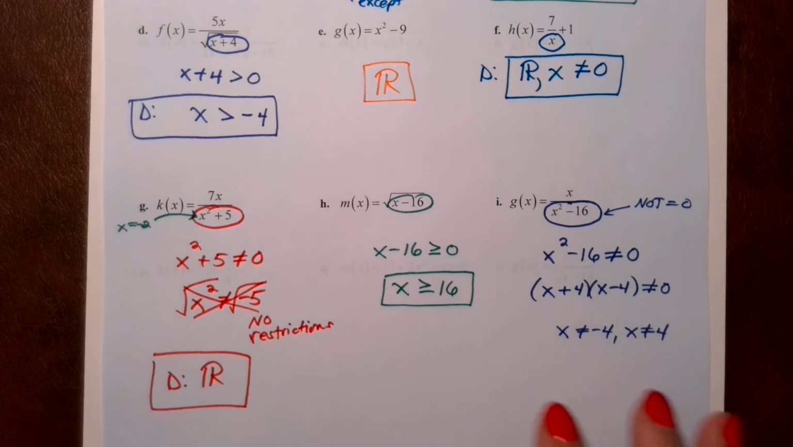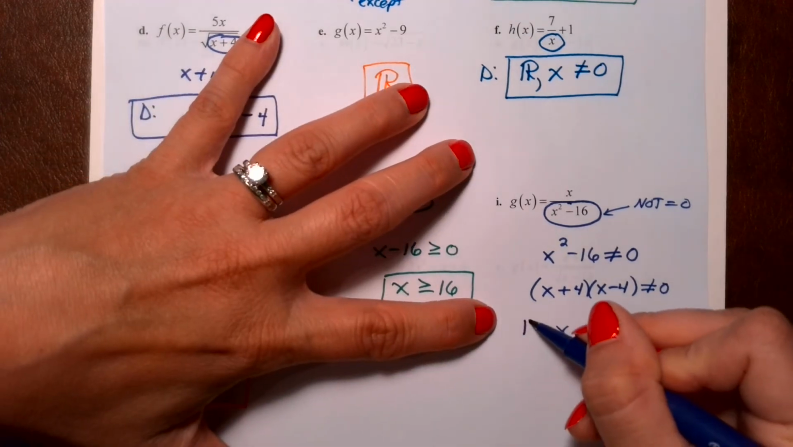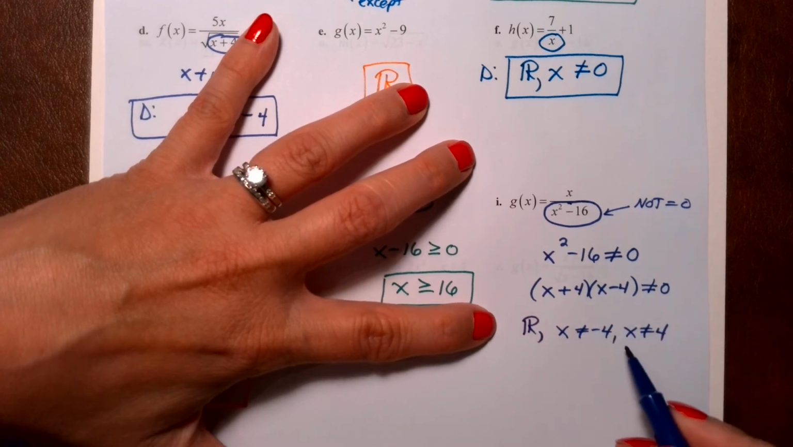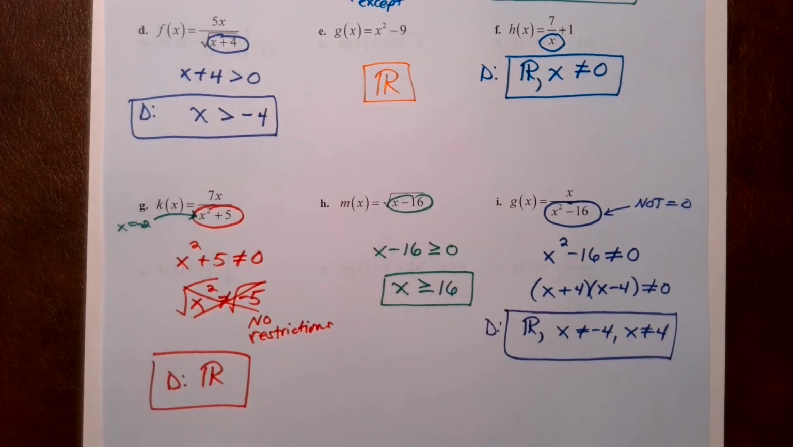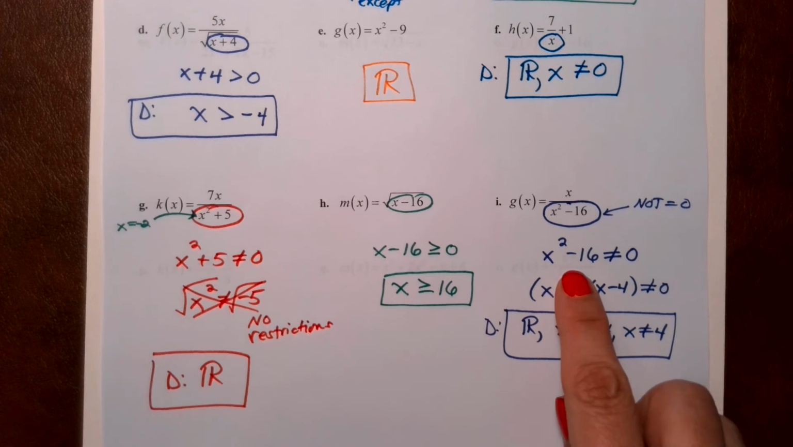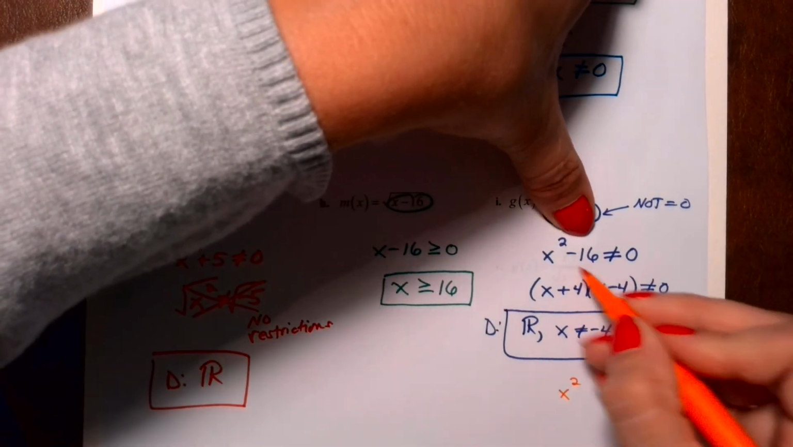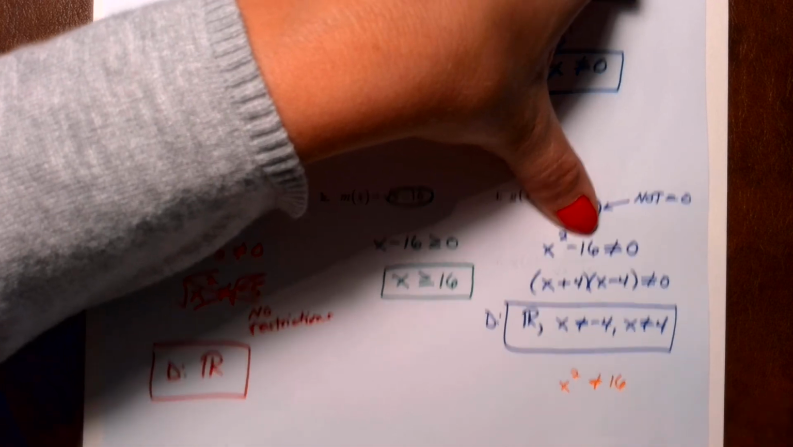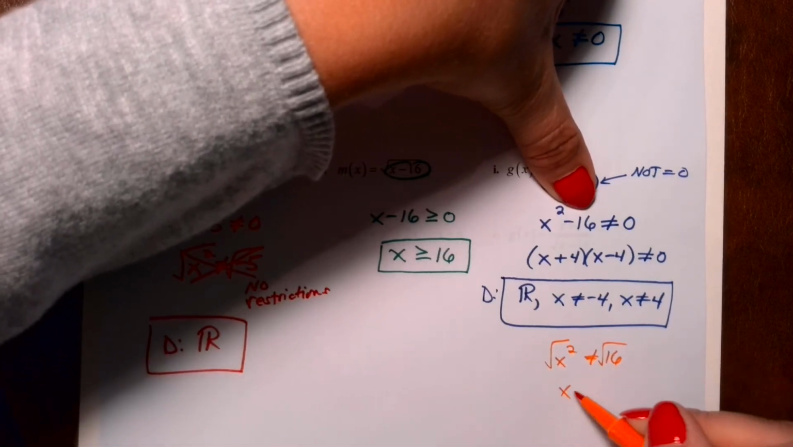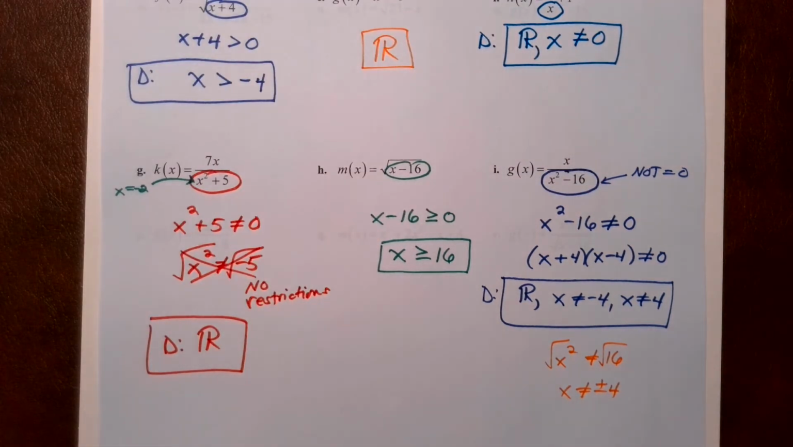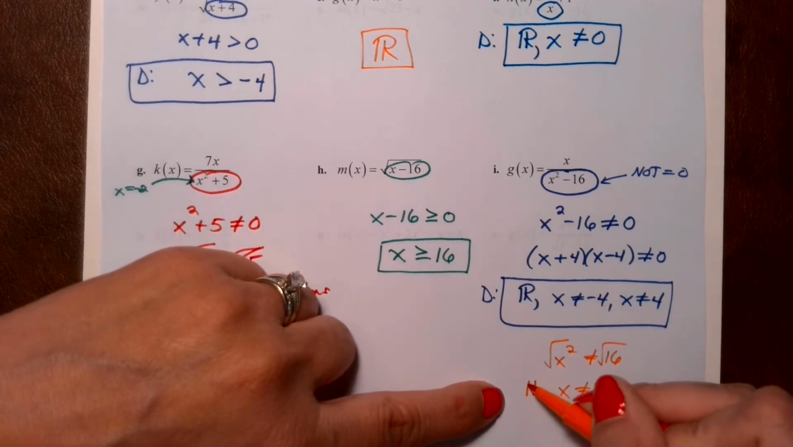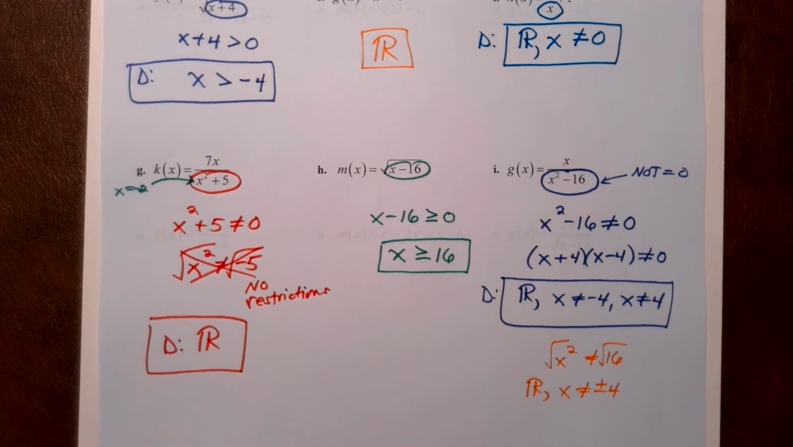What numbers are we allowed to use? Don't use 4s. But what numbers should I use? You have to say all real numbers except those two. That's the correct way to write the domain. Could you have square rooted this one? Sure. You could have taken the x squared, moved the 16 to the other side, and square rooted it, and you would have gotten not equal plus and minus 4, same thing.